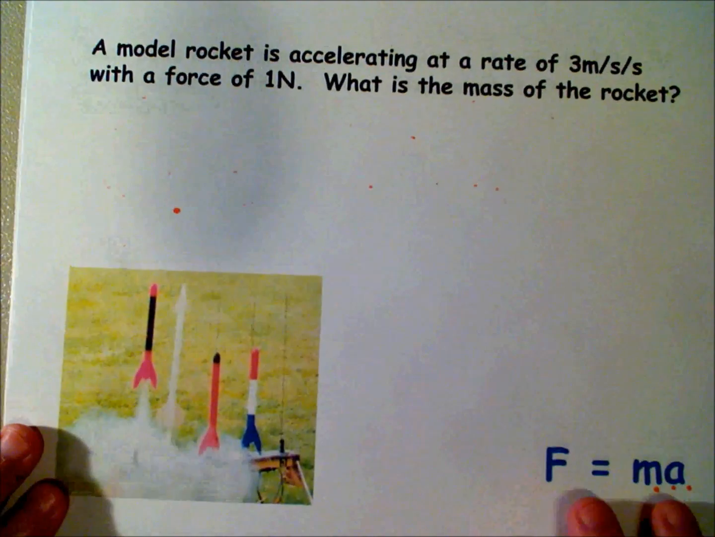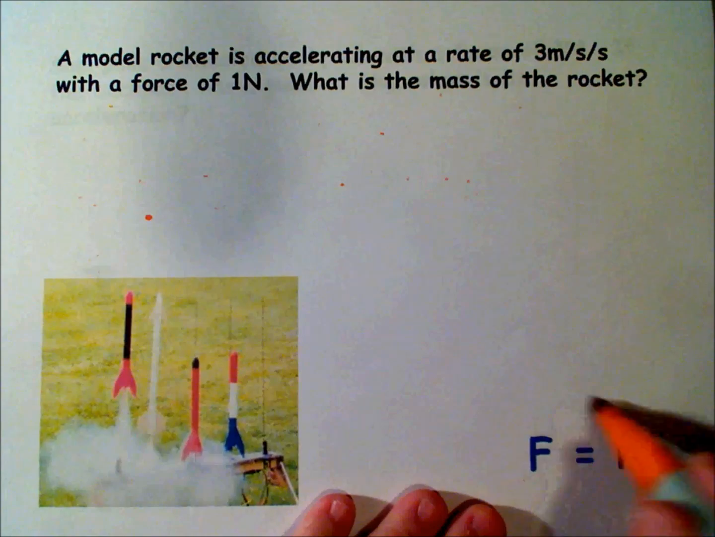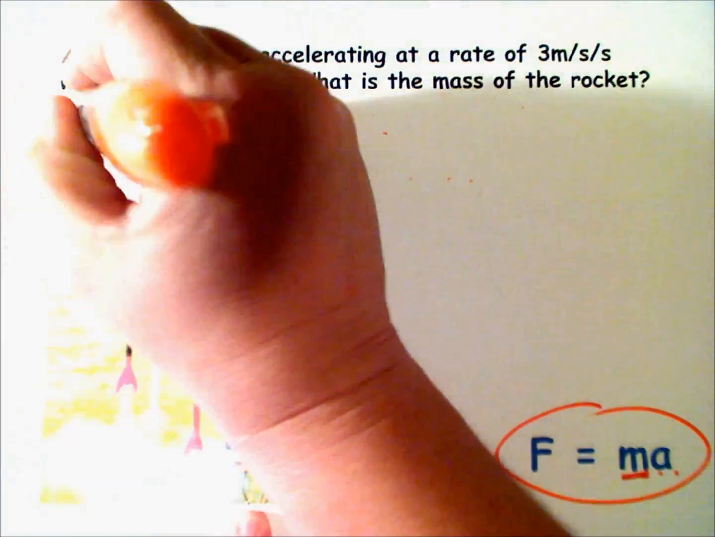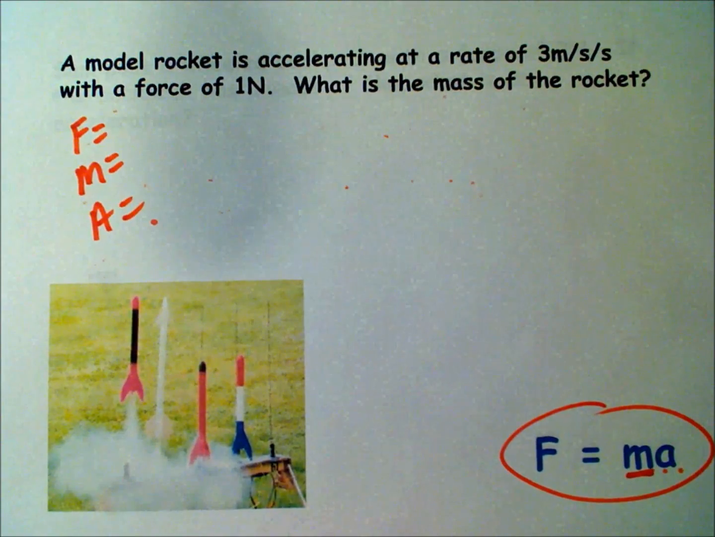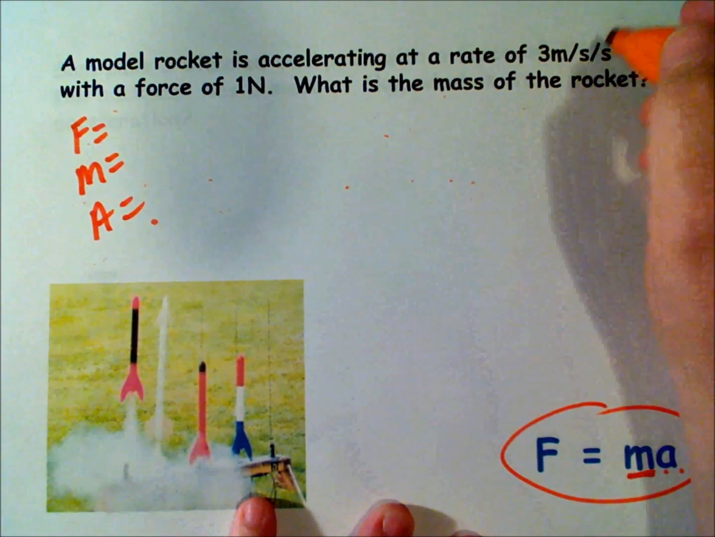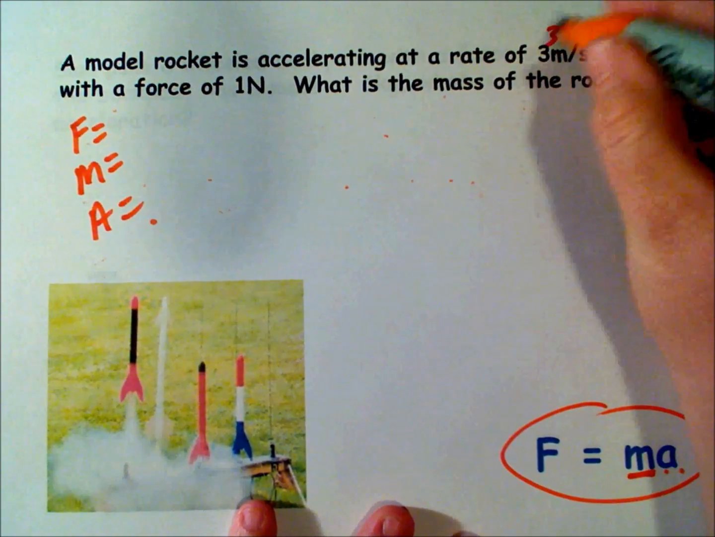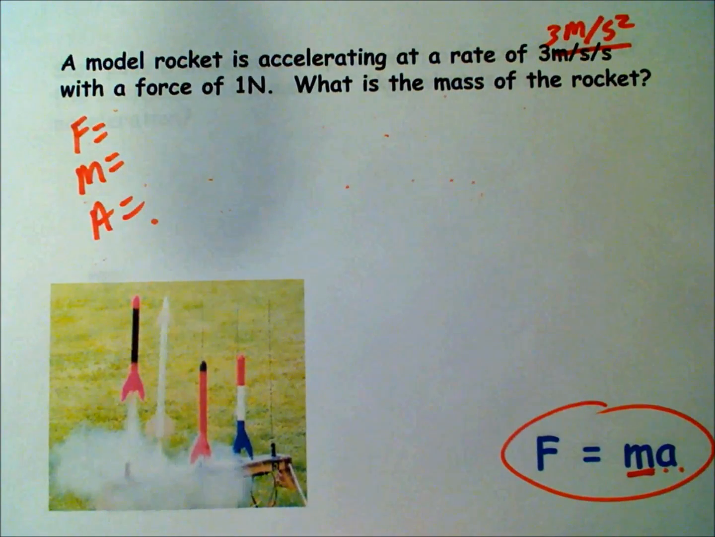In our next problem, we're going to solve for mass. So again, the formula, but we're going to focus on solving for mass. Let's read the problem and figure out what we know and what we don't know. A model rocket is accelerating at a rate of 3 meters per second. That would probably be better said as 3 meters per second squared. And so with a force of 1 Newton, what's the mass of the rocket?